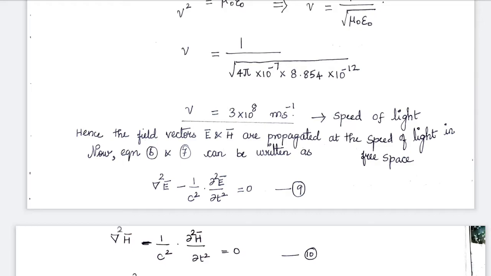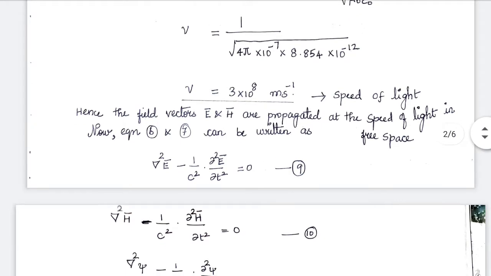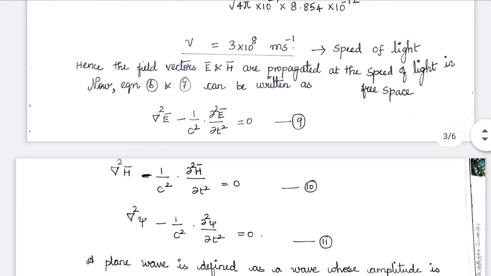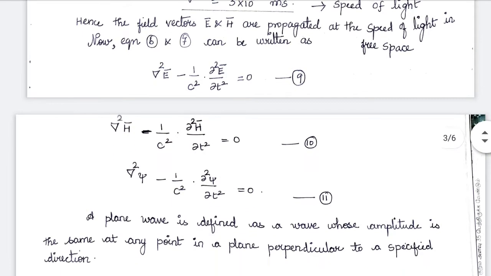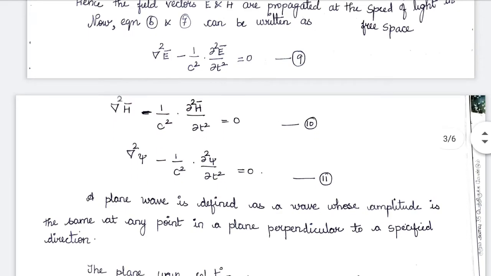So equations 6 and 7 can be rearranged and written as del square E vector minus 1 by c square into dou square E by dou t square is equal to 0, and del square H vector minus 1 by c square into dou square H by dou t square equal to 0. And again rearranging the general wave equation, we get del square psi minus 1 by c square into dou square psi by dou t square equal to 0.